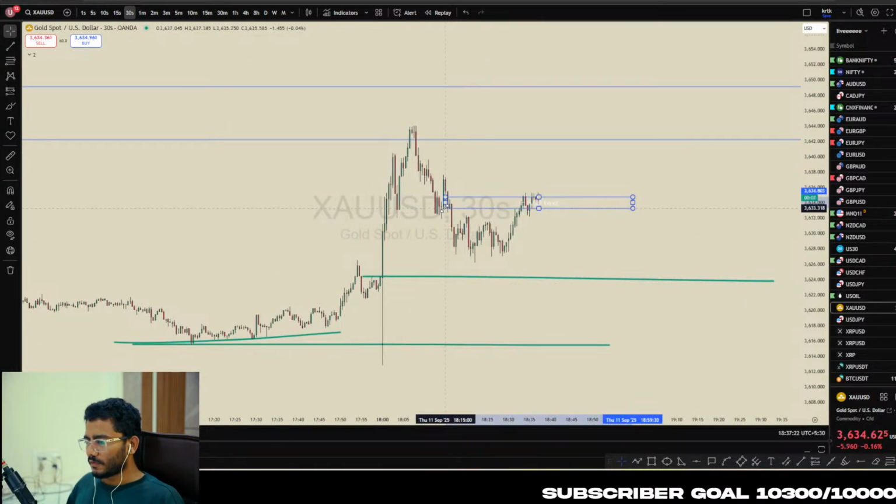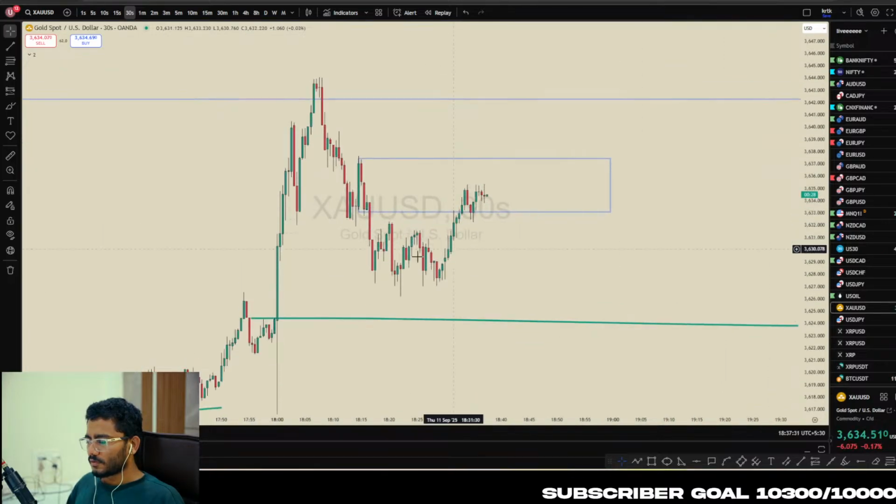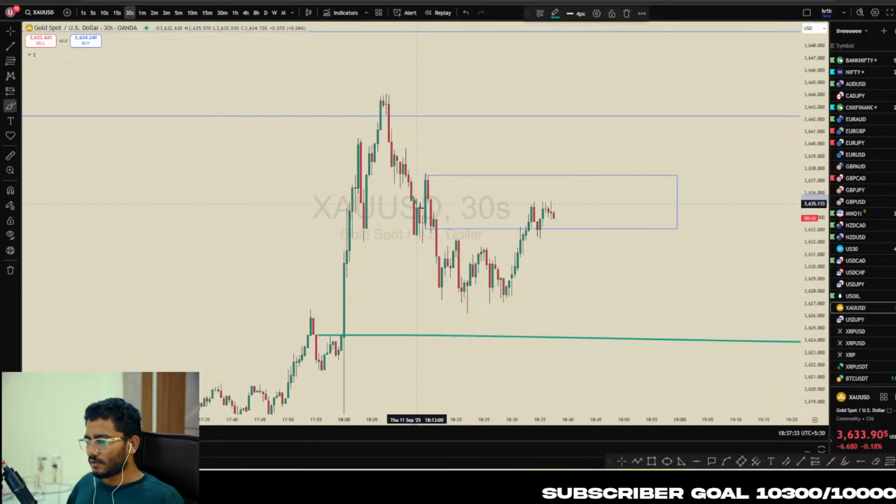So this is a full order block over here, but I'm not looking for an entry. This candle took out this liquidity. There is an imbalance over here.